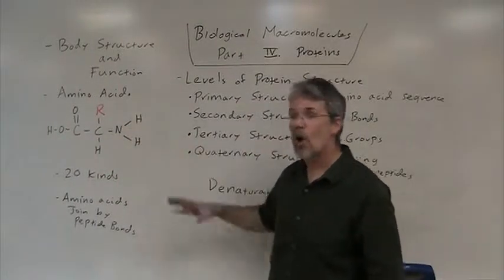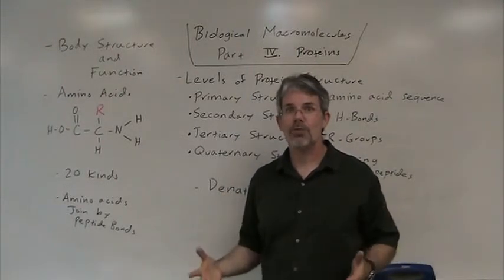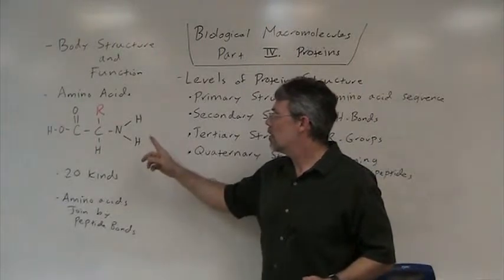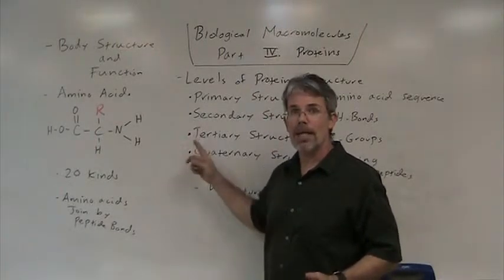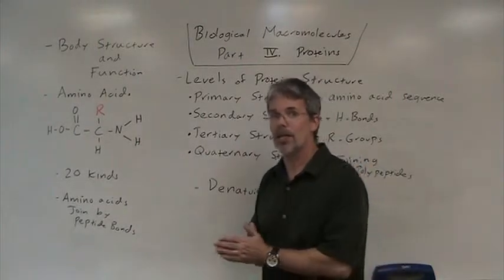Now, amino acids are the monomers of proteins. They are joined by dehydration synthesis into polymers of proteins, and the covalent bond that connects each of them is referred to as a peptide bond. I did not draw that here.